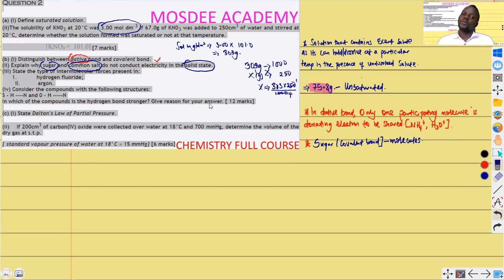But what happens is because they are in solid state, the molecules are tightly held, so no valence electron is available for conduction. So it is a cheap question, which by practice like this, you tend to know them.